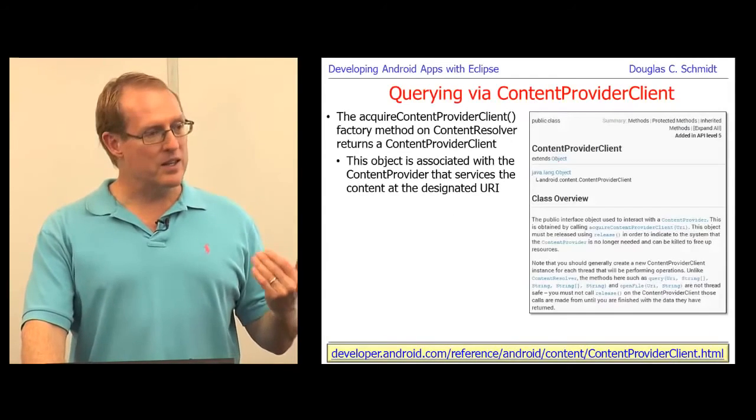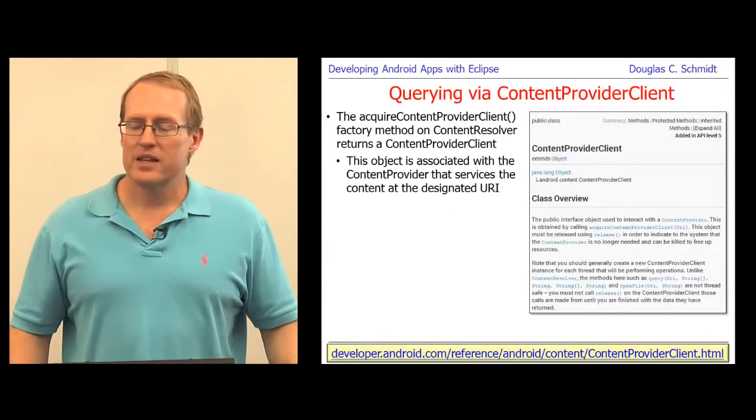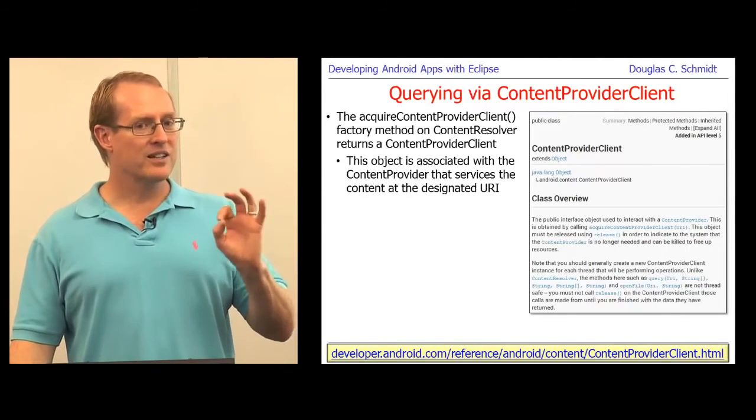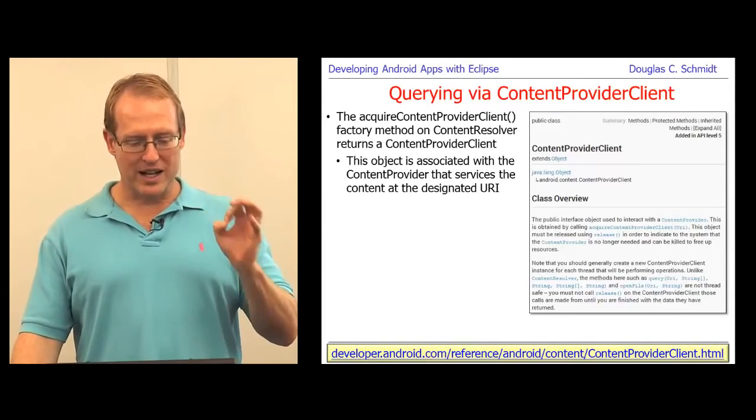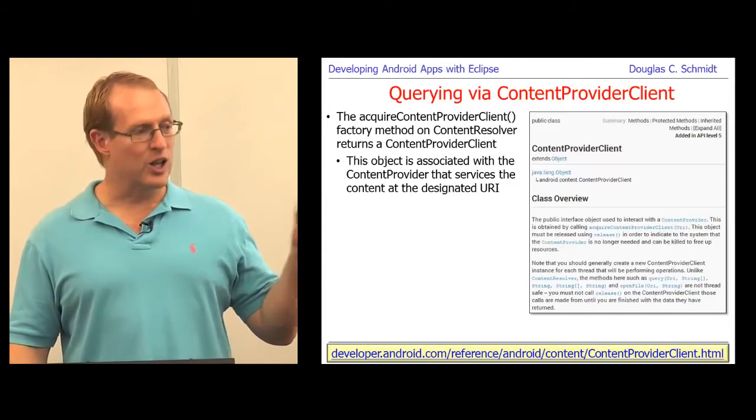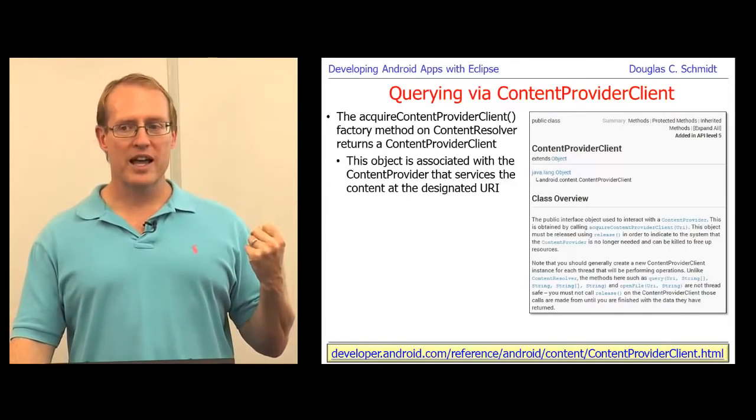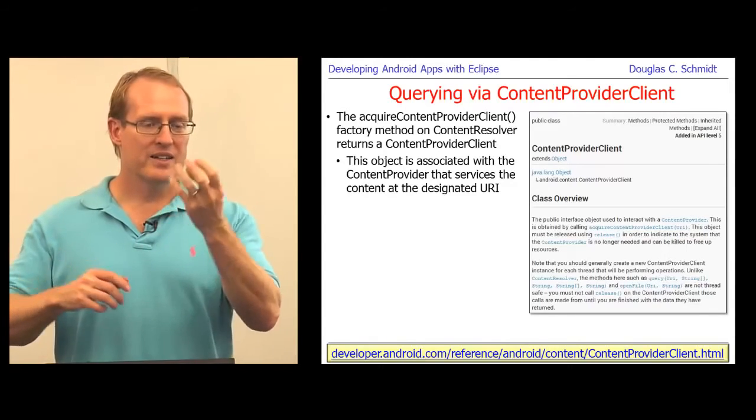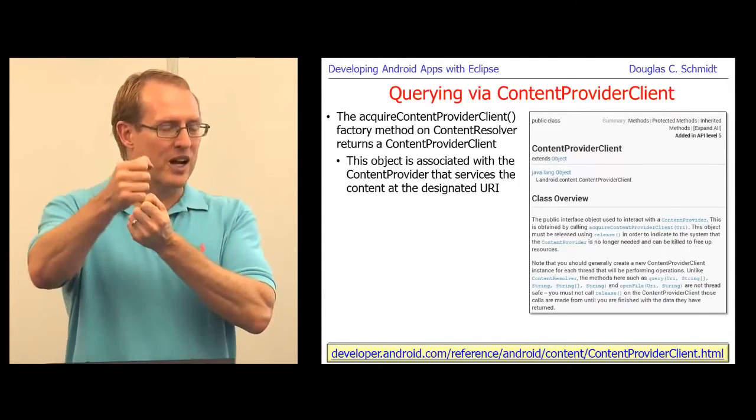So to speed things up, there's another more efficient way to access content providers, called ContentProviderClient. ContentProviderClient is a short-circuit, optimized way to get basically a handle to the content provider.